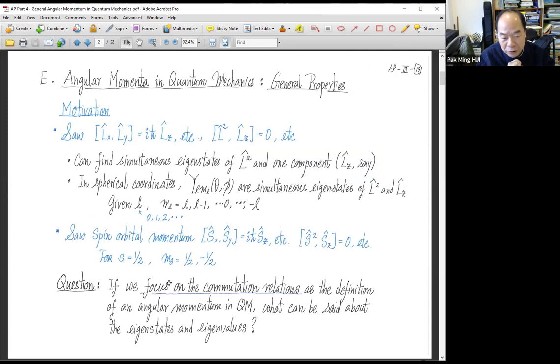Understand the question first. Our question is, if we only relied on the commutation relations and no more, we just take the commutation relations as the definition of angular momentum in quantum mechanics, what can we say about the eigenstates and eigenvalues of the magnitude square and one component? We usually pick the Z component. So that is the question.